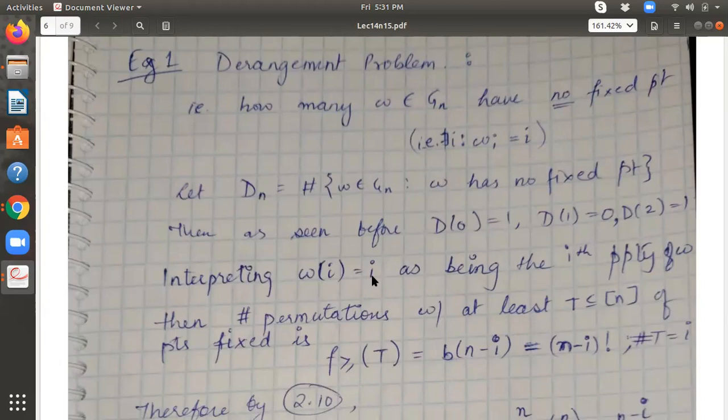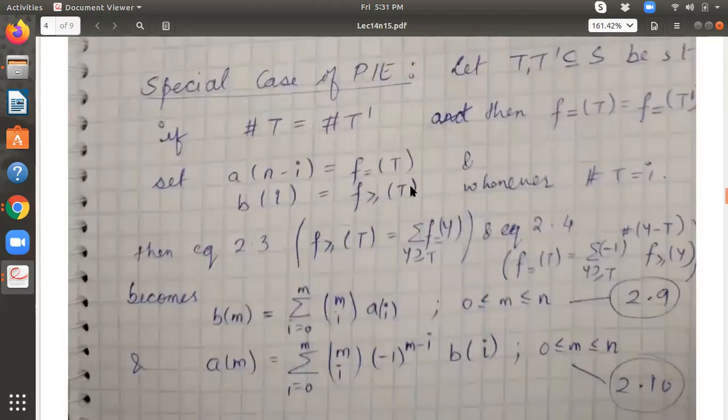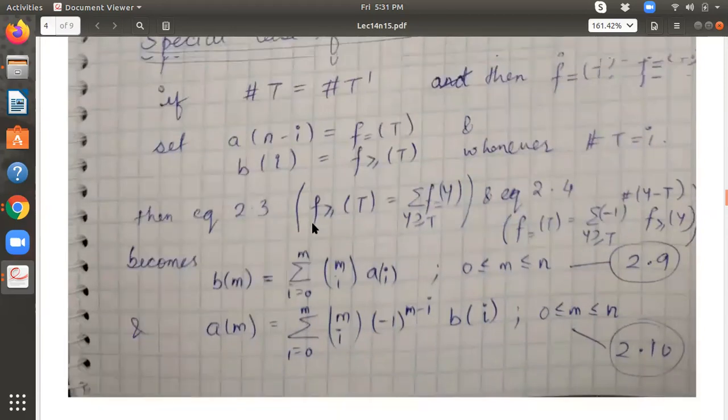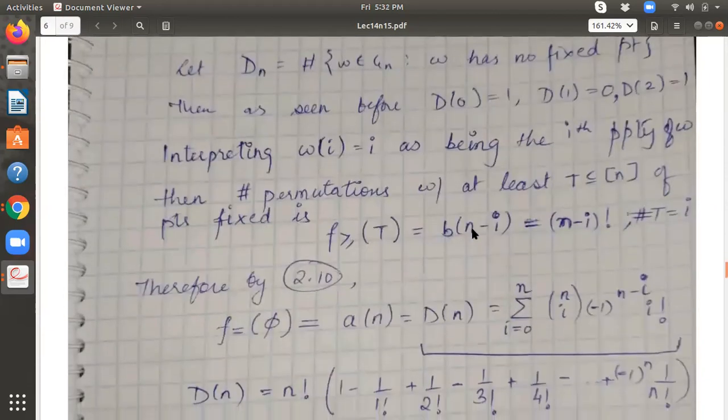Yes. So if you take T to be a subset of n, you are saying that it has that many fixed points as the cardinality of T. Yes. So this f greater than or equal to T was B_{n-i}. Remember? One side you have to remember, both are the same. So this is (n-i) factorial. Why?